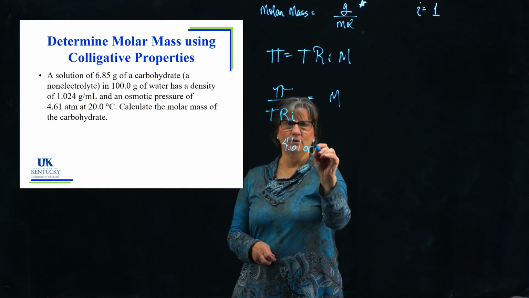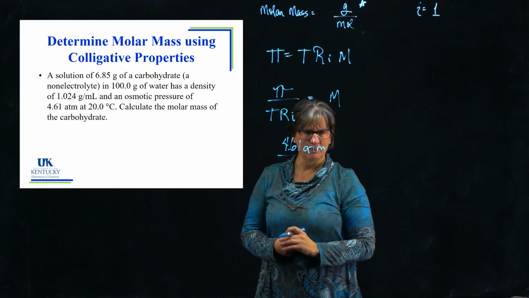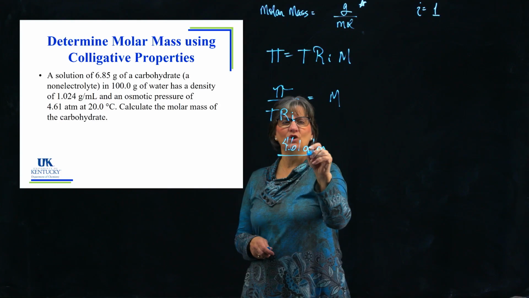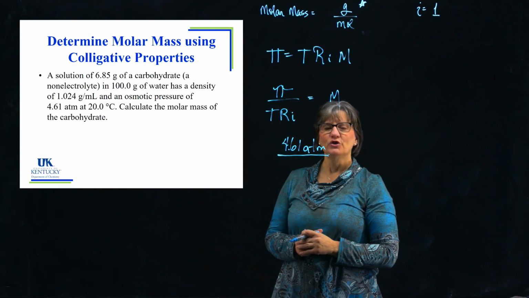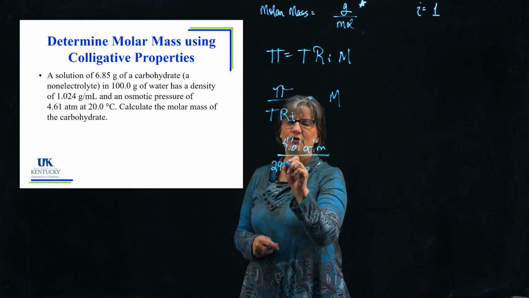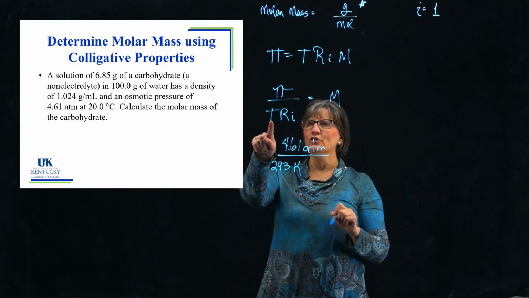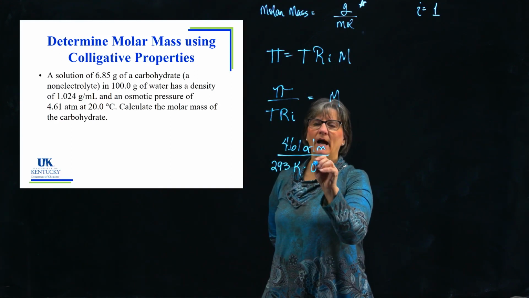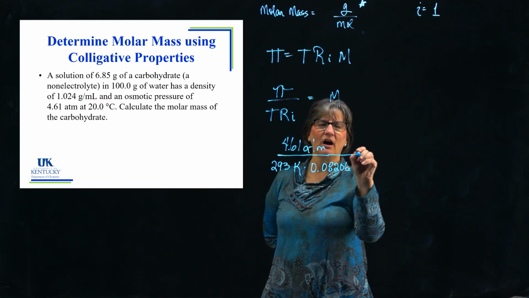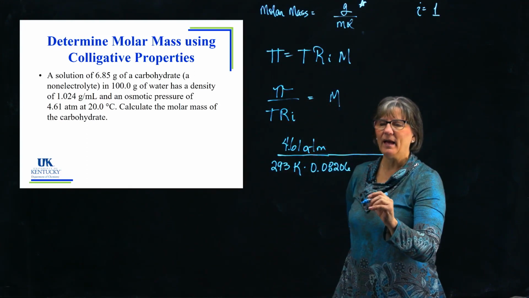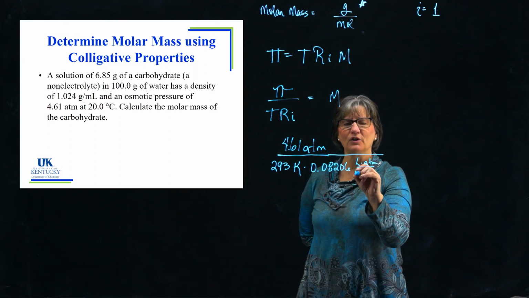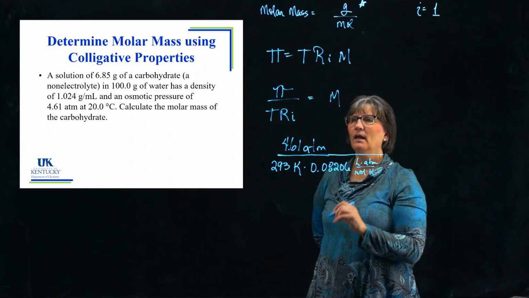I see that they gave me the osmotic pressure of 4.61 atmospheres. I see the temperature is 20 degrees Celsius, and I am reminded that whenever I use this equation, I need it in Kelvin. So 20 degrees plus 273 is 293 Kelvin. So I have my T. My R I use is 0.08206. Now here's where students get lazy very often and they don't write the units for that because it is a little bit of a pain. But go ahead and write it. It doesn't take that long. Liter atmospheres per mole Kelvin.